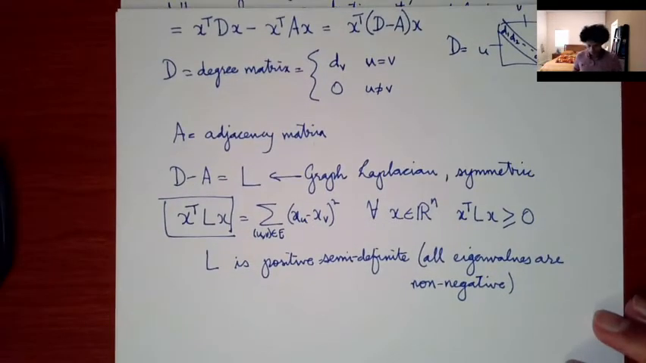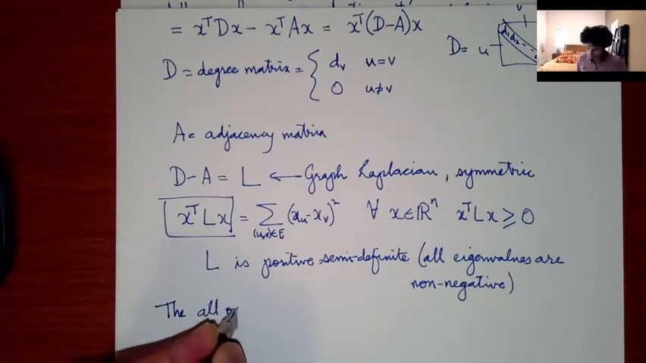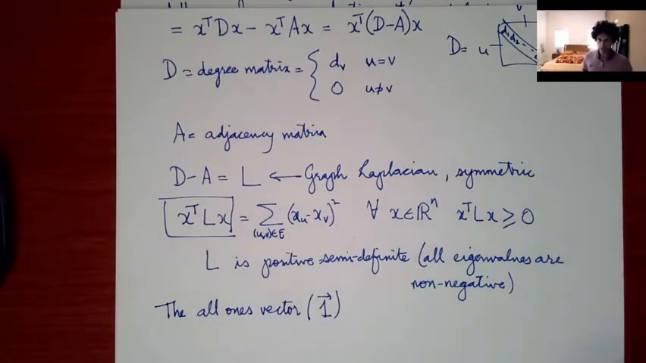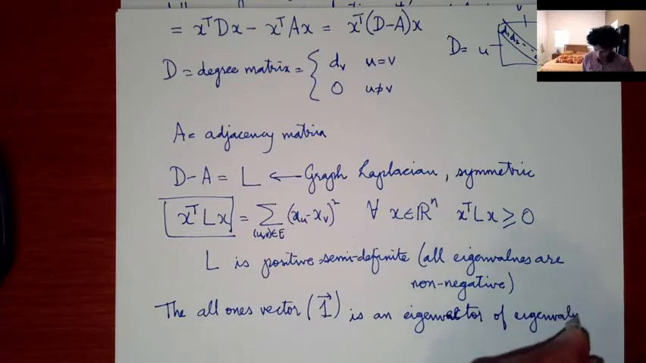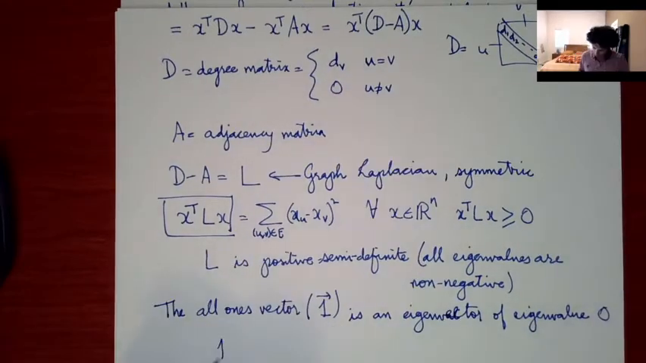Moreover, the all ones vector, which I will often denote as follows, is an eigenvector of eigenvalue 0. It's easy. You plug it in over here and you see that you get 0. Basically, this is just saying that 1 transpose L 1 is equal to 0.